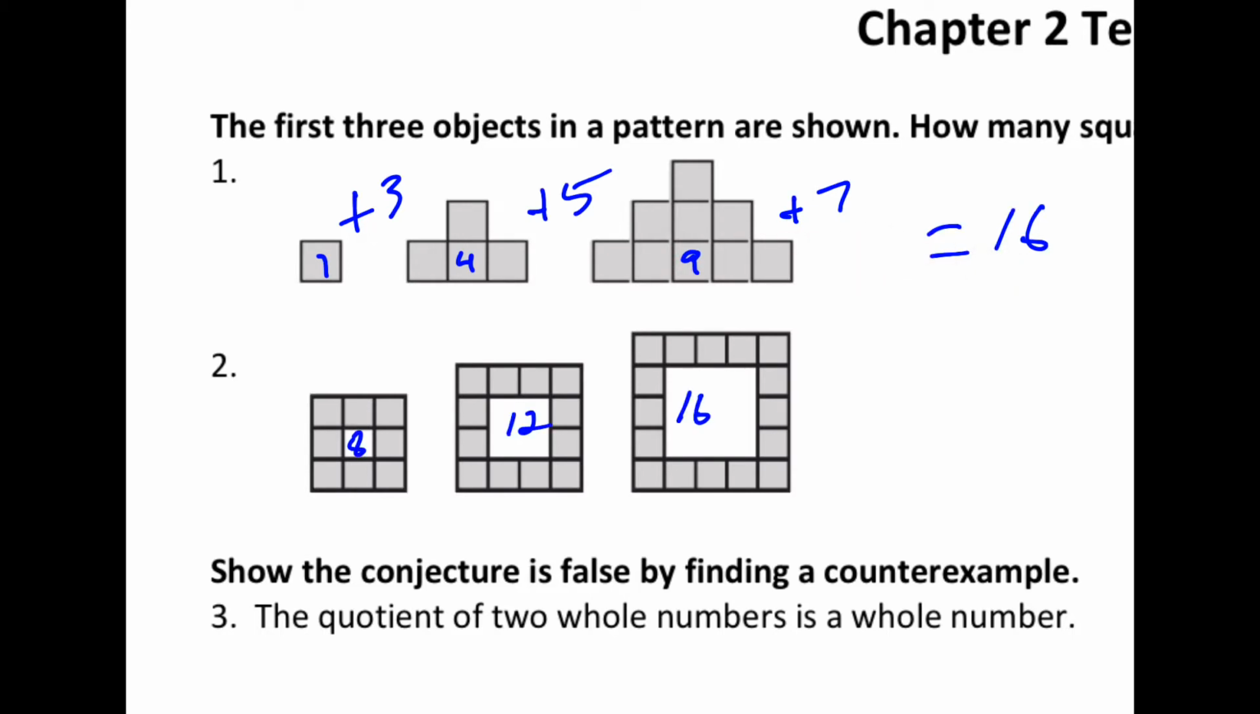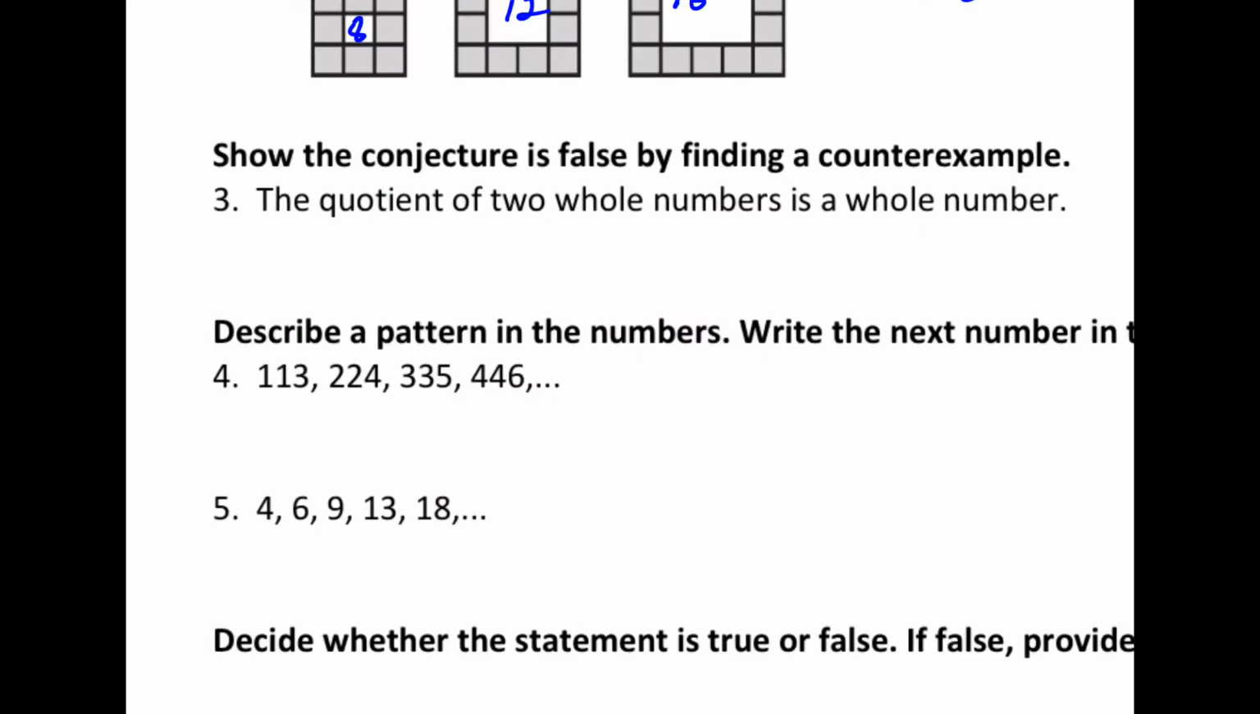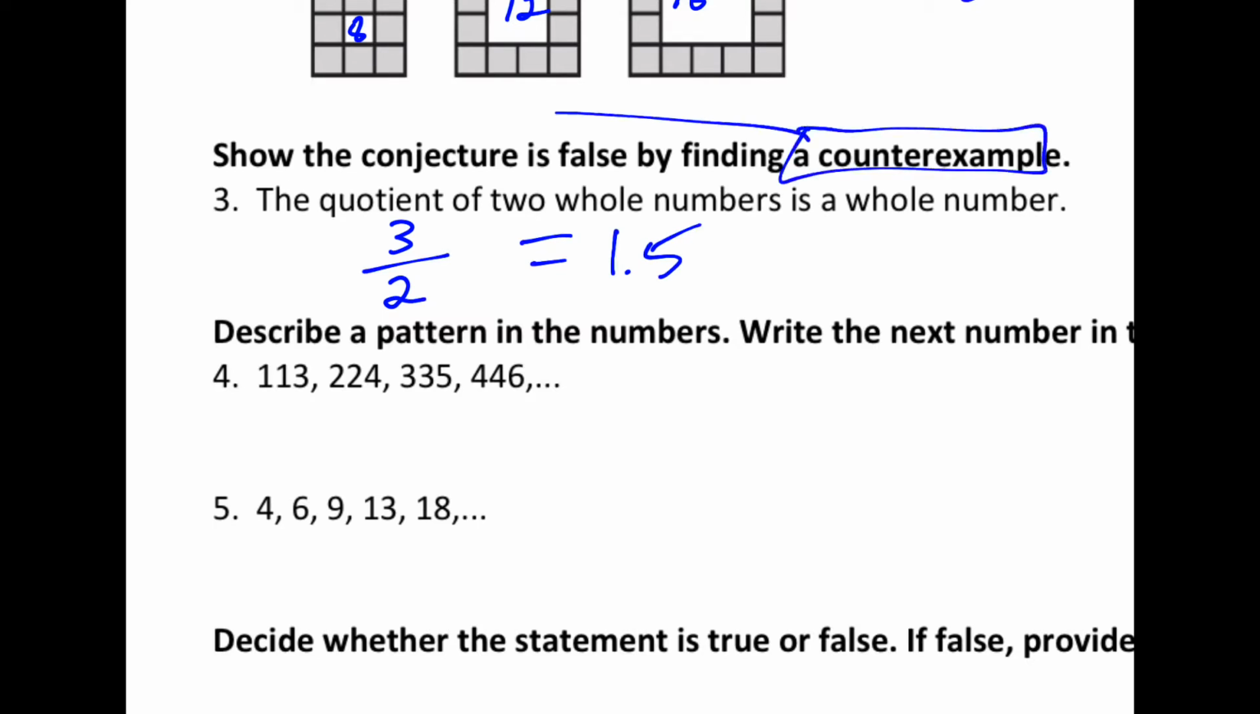In number 2, we see we have 8 squares, then 12, then 16. The next one is going to be 20. For number 3, the quotient of two whole numbers is a whole number. So 3 is a whole number and 2 is a whole number, but if I divide those, I don't get a whole number. So 3 and 2 are a counterexample for this conjecture.